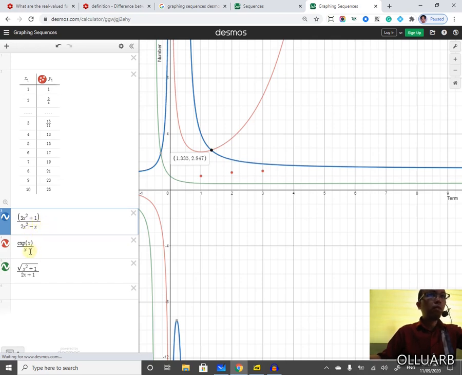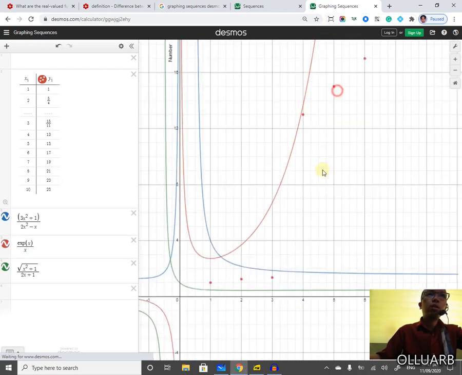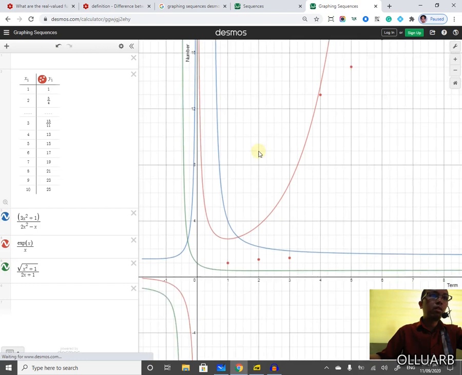How about the red one? This is an example of an increasing sequence. You have noticed here, when n is equal to 1, we have a dot here. When n is equal to 2, we have a dot here. When n is equal to 3, a dot here, and so on and so forth. So as you have noticed, it is increasing. That's basically where the definition comes from.